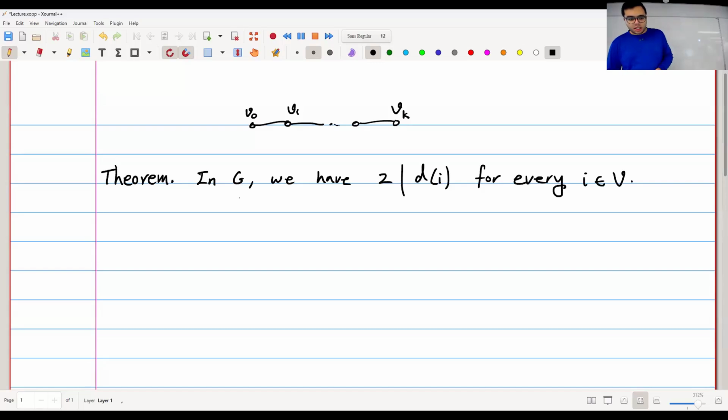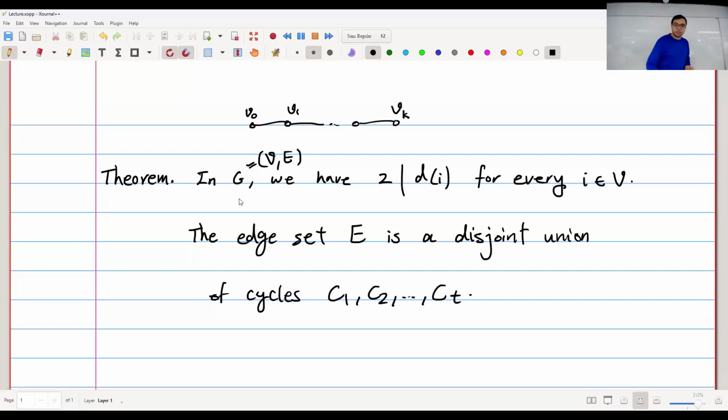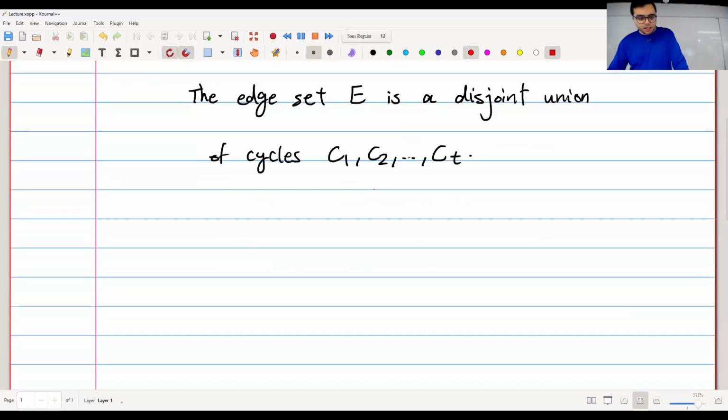Another way of saying this is that the edge set E of my graph, so my graph has vertex set V and edge set E, the edge set E is a disjoint union of some cycles. Let's say I show them with C1, C2 to CT. Okay. So let's do an example of this first.